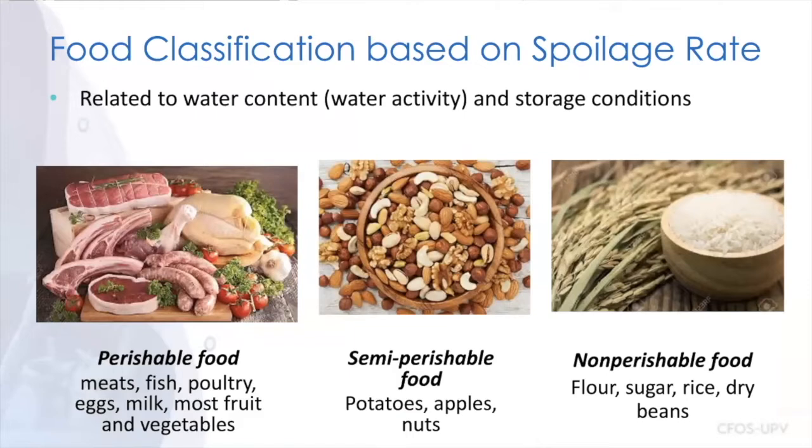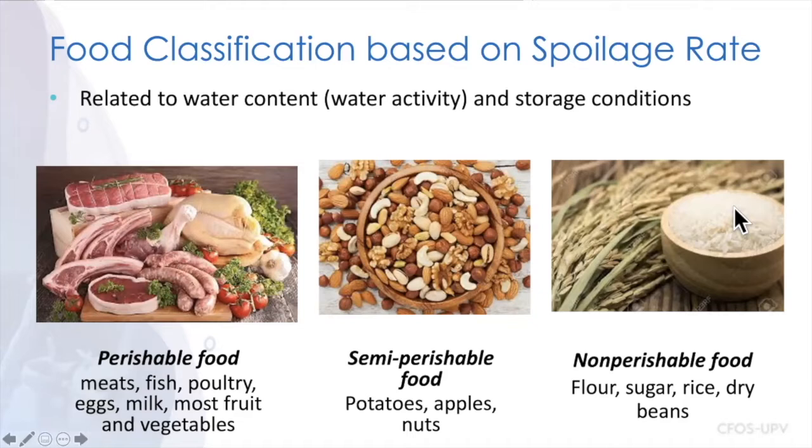For meats, fish, poultry, eggs, and milk, most of these have high water activity. The water activity, the pH of the food, and other attributes are the ones that make them classified under perishable, semi-perishable, or non-perishable. What do you notice about potatoes, apples, and nuts? They are dried, so they have low water content or moisture content. That's why they are semi-perishable.